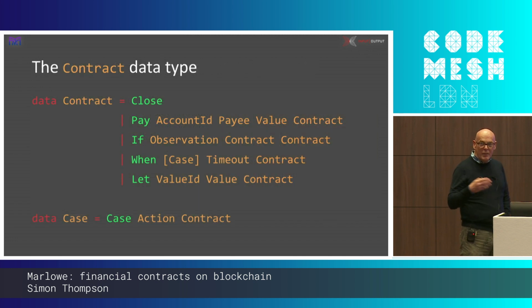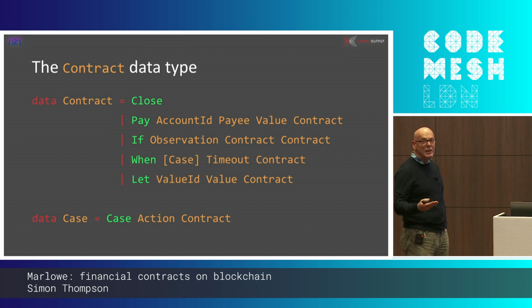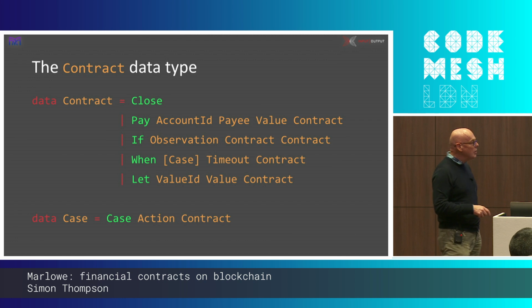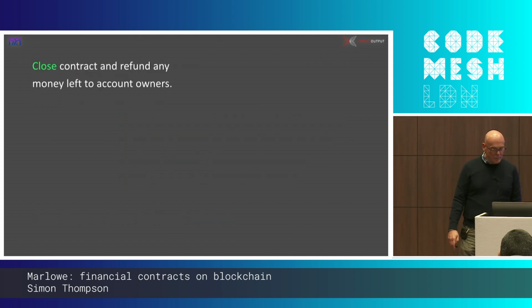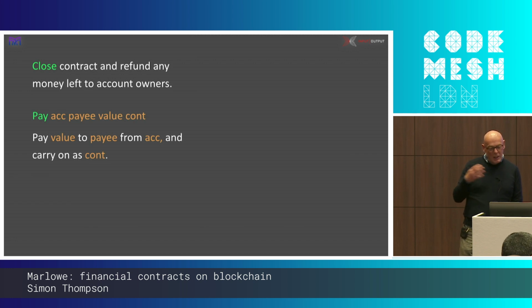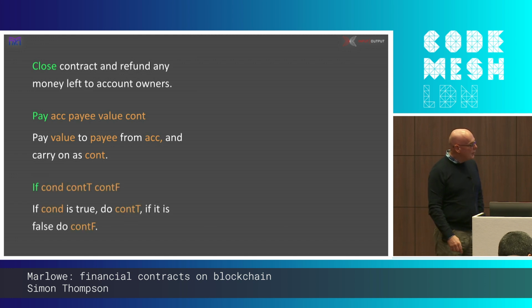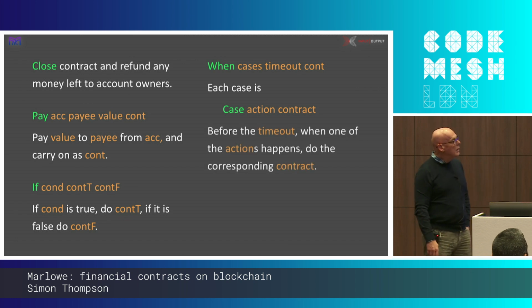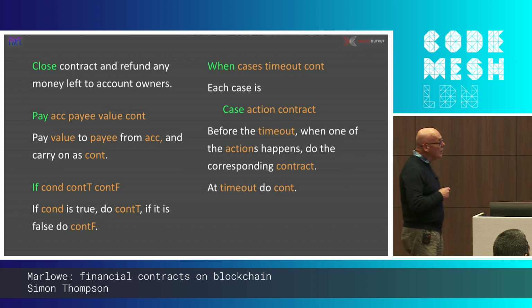Okay, so that pretty much covers the example, and this is our language. It's a Haskell data type. We've got close a contract, give all the money back if there's any left, making a payment from an account to a payee, doing something conditionally on that and choosing one of these continuations, waiting for a list of actions, a list of cases where each case is triggered on an action and has a continuation contract, and we've got a thing for capturing a local value. So that's our language. And I think I've explained this pretty much informally. Close does the refund, pay makes a payment, if is a conditional, and when is the case which allows us to wait for an action and do a corresponding contract, and then after the timeout we do whatever the timeout case was.